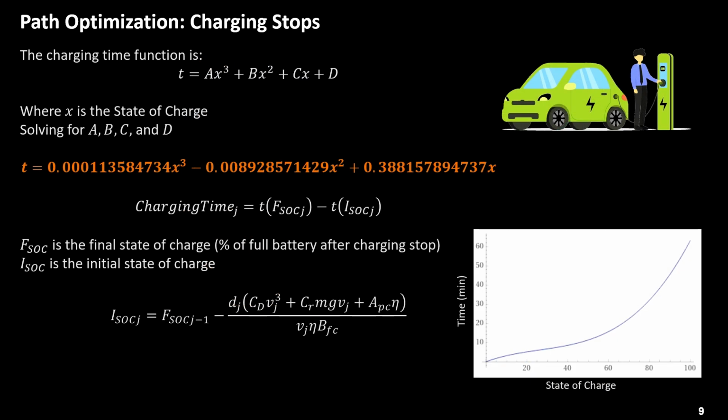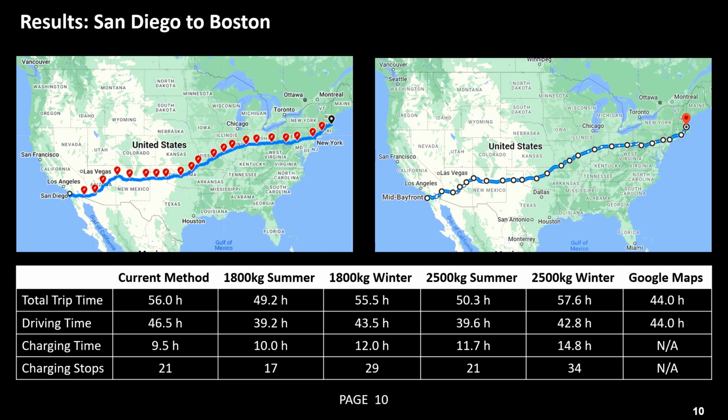We used a modified Dijkstra's algorithm to compute the optimal path while including minimizing the charging needed at each station using these equations. To test our approach, we ran multiple different trips using estimated parameters from actual vehicles.